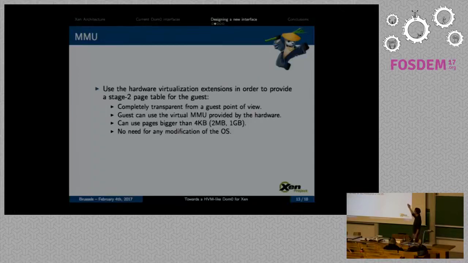Also, using these virtualization extensions, we can provide the guest with a virtual memory management unit that's emulated by the hardware, so we don't have to do anything there. This also allows us to use all the page tables that are supported by the hardware, the different sizes. If the guest wants to use 1 gigabyte pages, it can use them. And basically, we don't need to modify the guest in any way. It's just transparent from the guest's point of view.